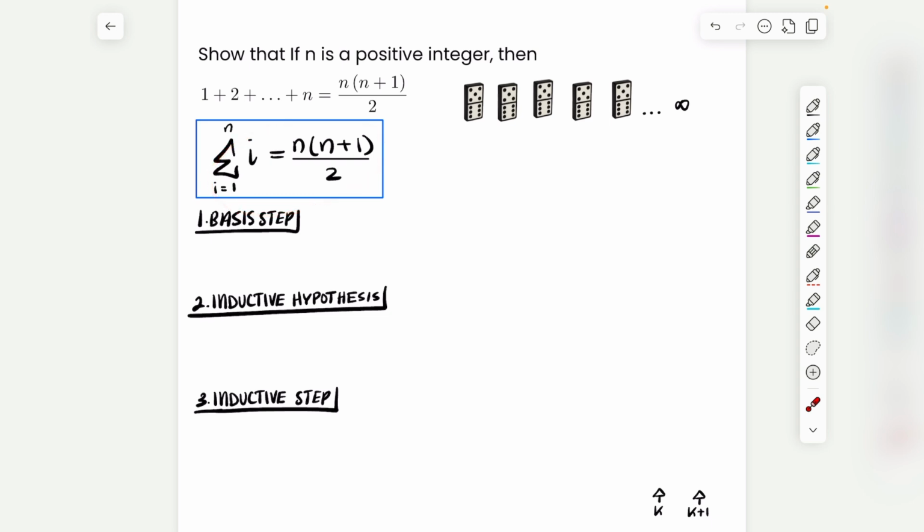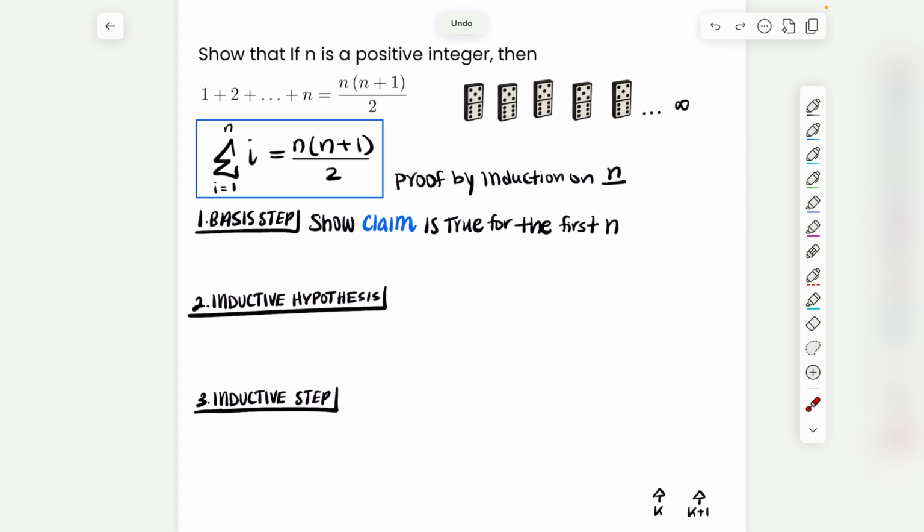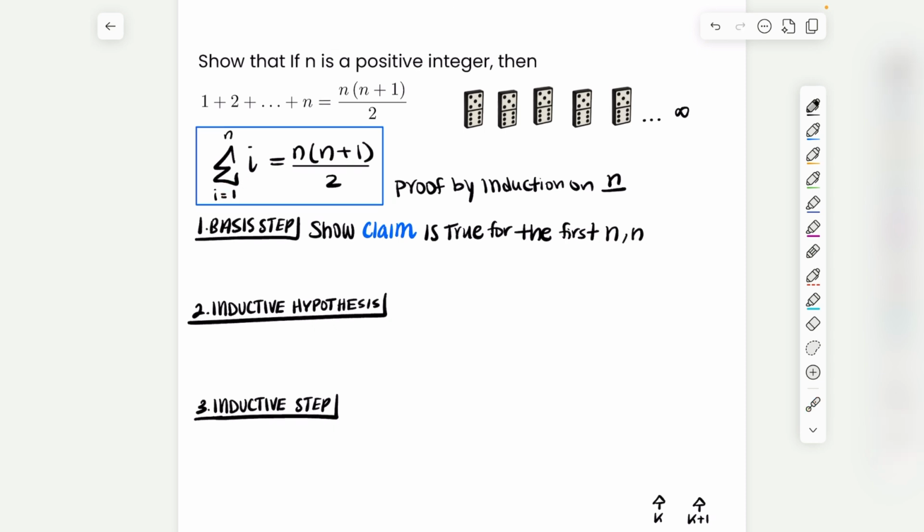So we're going to say we're doing a proof by induction on n, and our first step is to show that the claim, so our claim here, is true for the first n. That doesn't necessarily mean that it's always going to be 1. Sometimes it could be 2, sometimes it could be 3. They'll specify if they want it to be greater than 2, so then you don't include 1 and you start at 2. But at the end of the day, when doing summation problems, it's always going to be this number right here. That's what we call our base case. So in this case, that is 1.